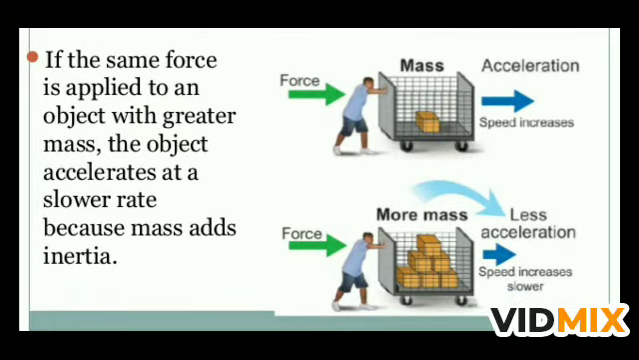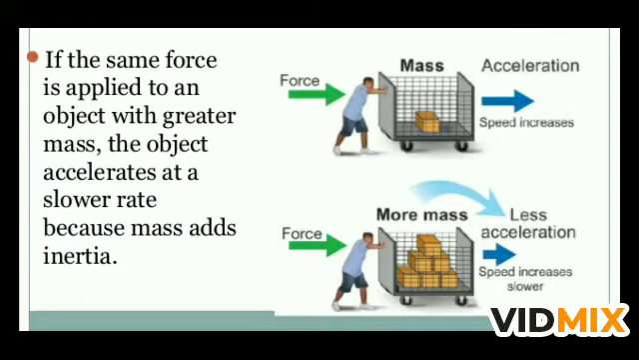same force to different masses, if you see in this picture, the second body has more mass as compared to the first one, and we are applying the same force in both cases. If you see the length of the acceleration arrow, the first one is more and the second one is less, meaning if the mass is less and the force is the same, the lesser mass will move with more acceleration and the heavier mass will move with less acceleration, or we can say that speed increases at a slower rate. So if the same force is applied to an object with a greater mass, the object accelerates at a slower rate because mass adds inertia.